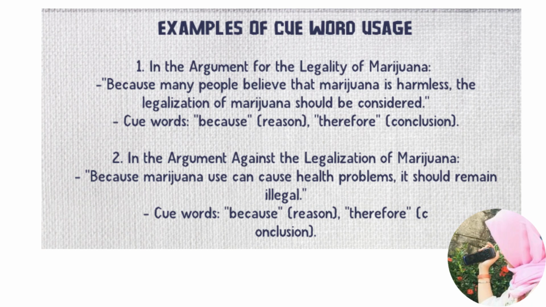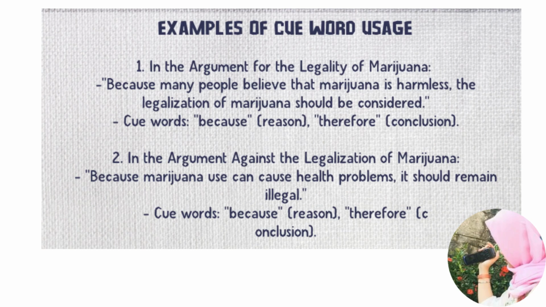Because many people believe that marijuana is harmless, the legalization of marijuana should be considered. The keyword here is because. Because reflects the reason, and then therefore reflects the conclusion. So this sentence actually has two different keywords. The first one, because, reflects a keyword for reason, and then therefore reflects a keyword for conclusion. Okay, let's see the second example.